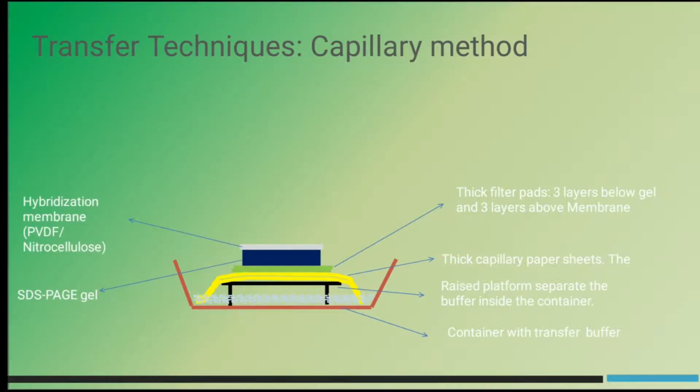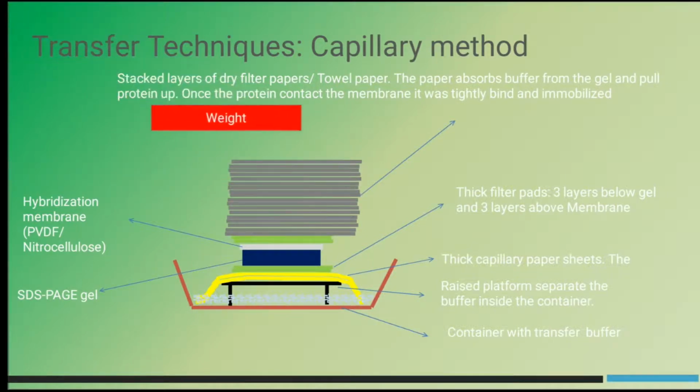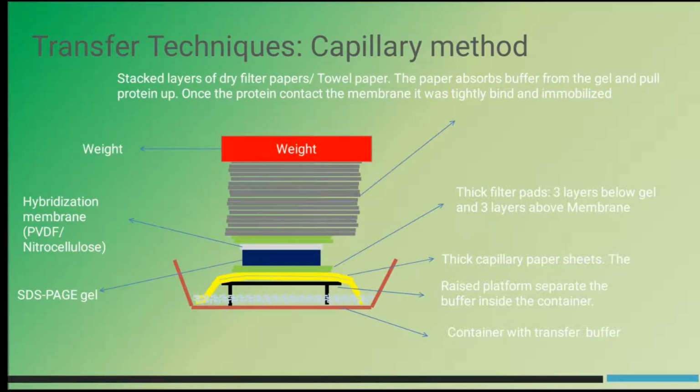above which the membrane is placed. Care should be taken to avoid the presence of any air bubbles between the membrane and the gel. And again, 3 layers of thick pre-wetted filter pads are placed over the membrane, over which dry towel paper or filter papers are stacked up to 10 to 15 centimeter height, over which a weight of approximately 800 gram to 1 kg is placed, and the entire setup is left overnight or over the weekend for complete transfer, with more than 90% of the proteins transferred from the SDS-PAGE gel to the membrane.